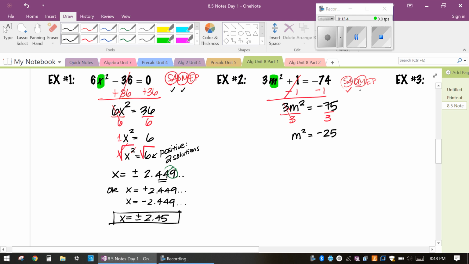I am now ready to cancel the exponent. Since it's an exponent of a squared, I can square root. Remember to do it to both sides. The square root of m squared is just m. Because the 25 is negative, there is no real solution. You can even try square rooting it on your calculator, square root of negative 25, and it'll say error or cannot do it. So this is no real solution. There is no number that when you square it will give you negative 25.